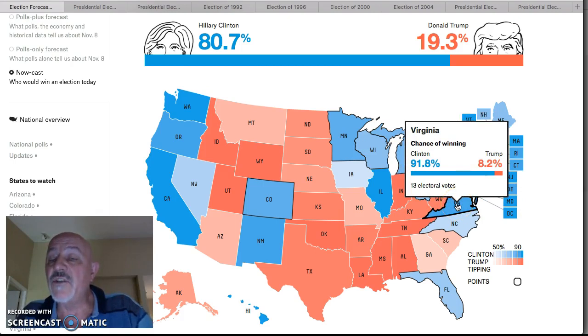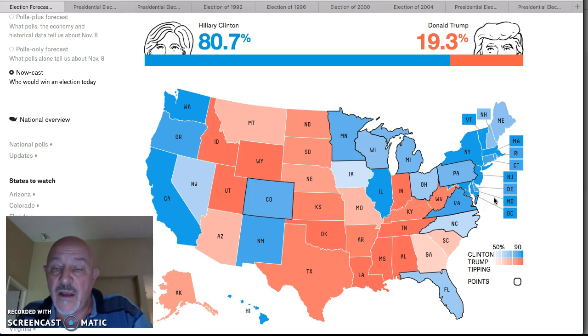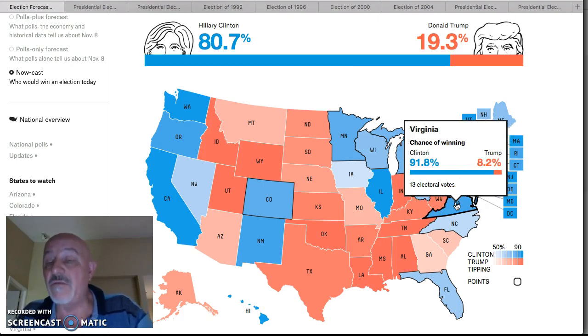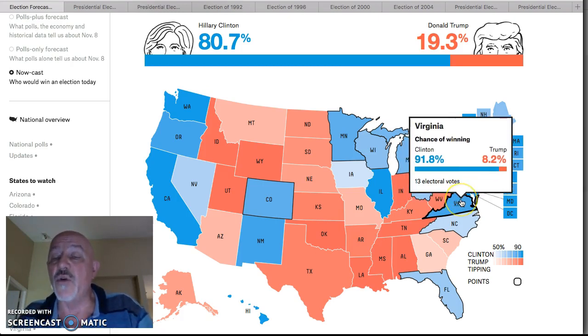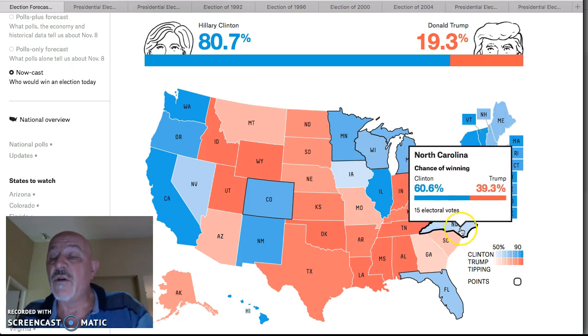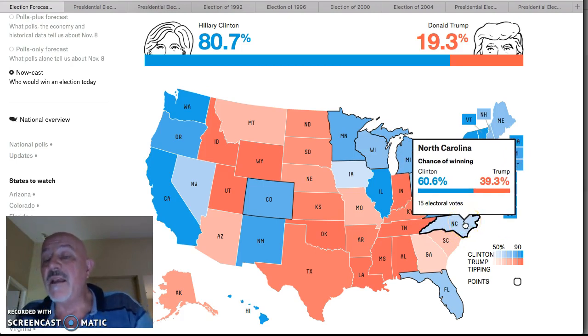Let's look at Virginia. Virginia is not quite as Democratic as the other states. Now remember, Virginia is a southern state, and it historically had been a red state. It had gone to Republicans, but it has started going for Democrats, and now, if the vote were held today, there's a 91.8% chance that it would go for the Democrats. North Carolina is a state that was carried in 2008 by Obama. According to the Nowcast, it has about a 60% chance of going for the Democrats.